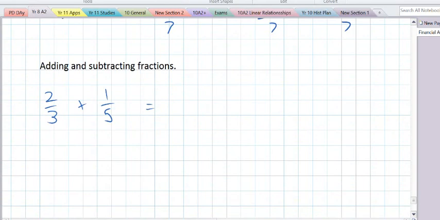Good, how do we do this one? For the bottom number, don't you have to find a number that they both go to? Good, so what number do both 3 and 5 go into? 15. How do you get 3 to 15? Times 5. And so what you do at the bottom, you must do to the top. How do you get 5 to 15? Times 3. And that will give us 5 times 2 is 10 over 15, plus 3 times 1 is 3 over 15.